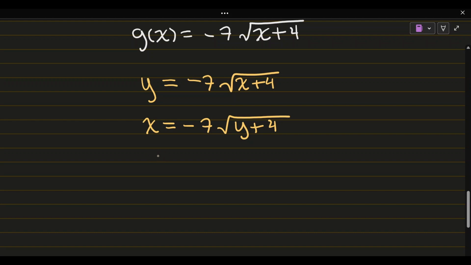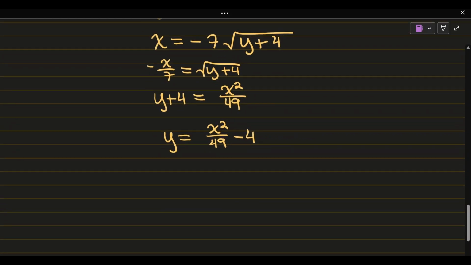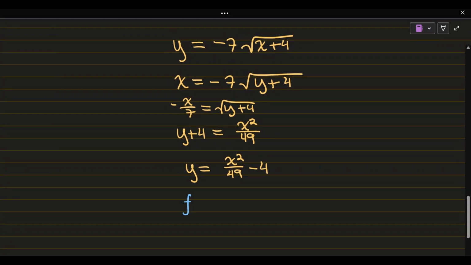I can divide both sides by negative 7 and get negative x over 7 equals the square root of y plus 4. I can square both sides and have that y plus 4 is equal to x squared over 49. And then I can subtract 4 from both sides to get that y is equal to x squared over 49 minus 4. And that is f inverse of x because we solved for y. F inverse of x equals x squared over 49 minus 4.